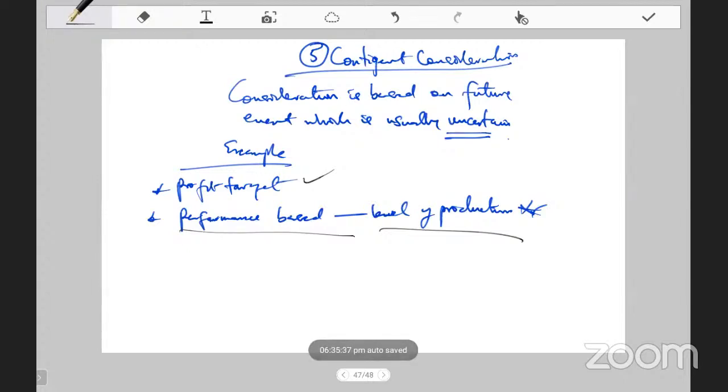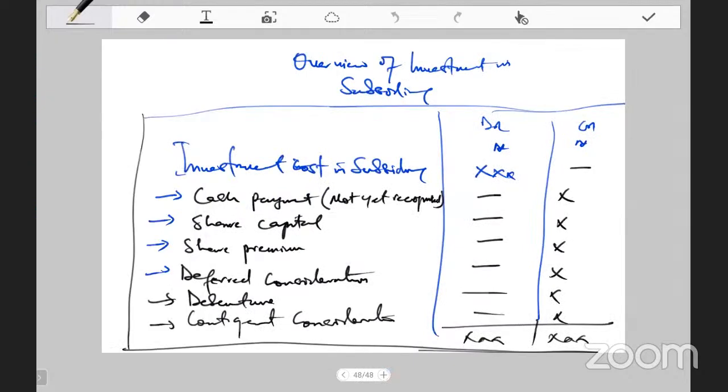All we have done now is all about the parent. But we have to do that of the non-controlling interest. So let's get this computation.